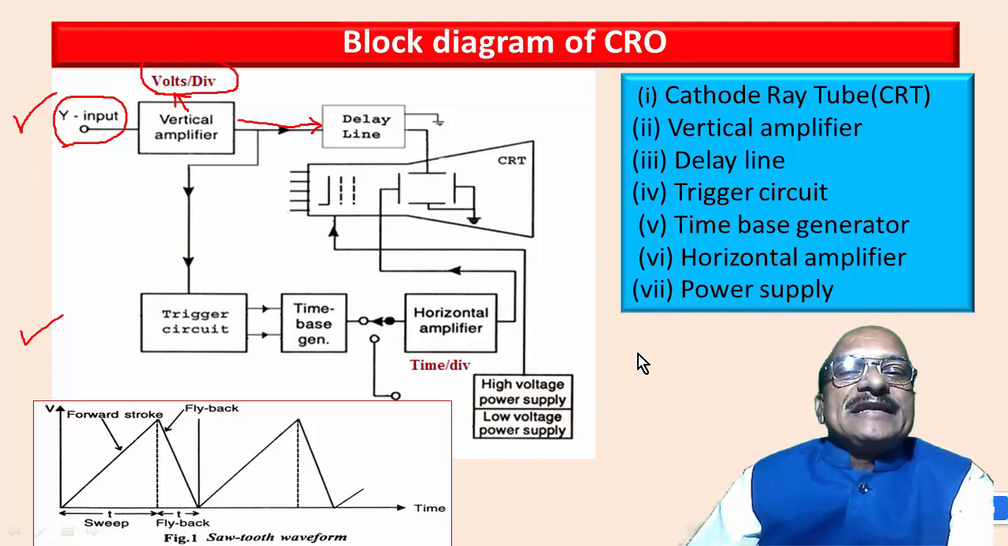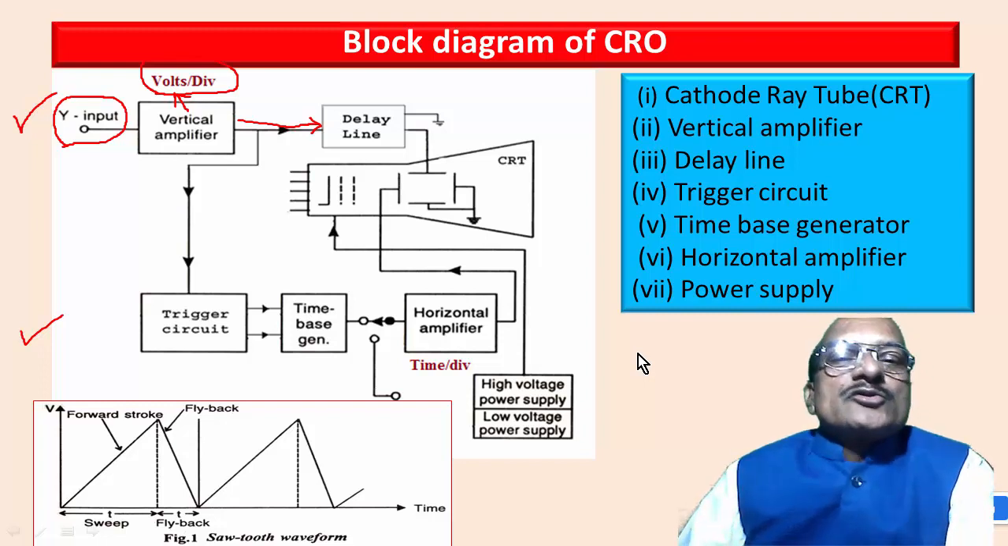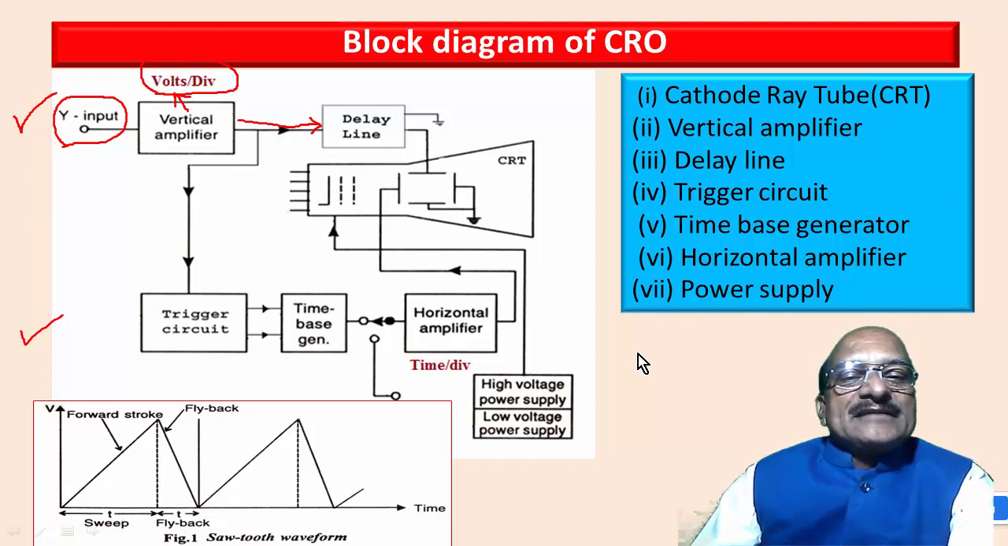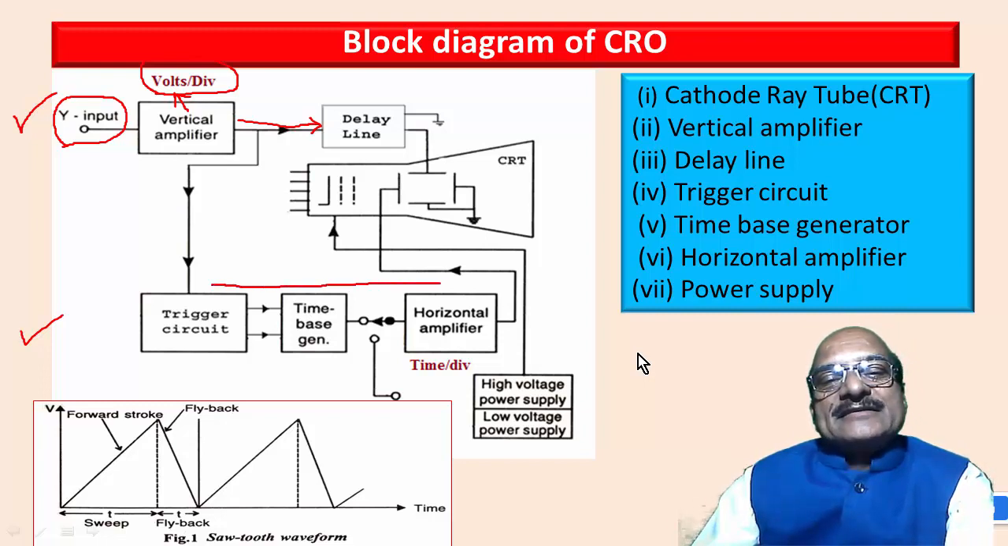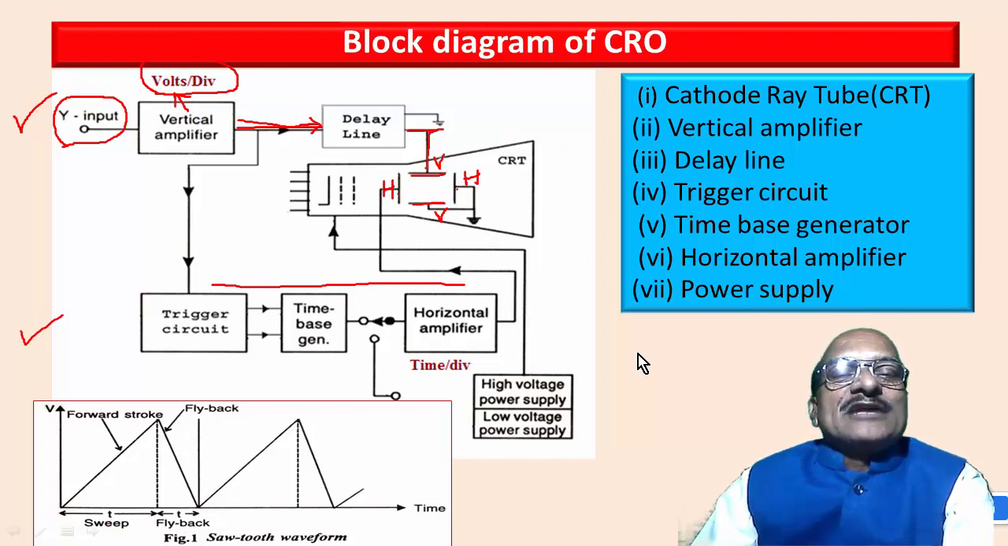So what is the use of this delay line? This delay line will provide the time delay so that the trigger circuit voltage has a chance to reach the horizontal deflecting plates. Why is this called the vertical amplifier? Because the output of this vertical amplifier is applied to the vertical deflecting plates. See here, these are vertical deflecting plates and these are horizontal deflecting plates.